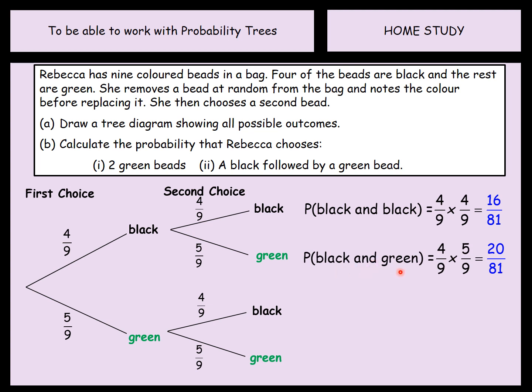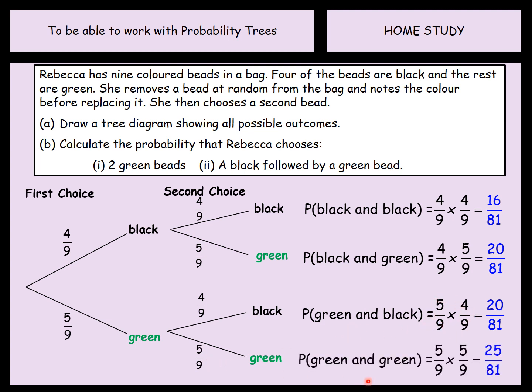Black and green. Notice I'm multiplying 4/9 and 5/9. I'm not trying to cancel any of these down, by the way. We'll see why later on. Green and black. Again, multiplying because we've got and. And finally, green and green.